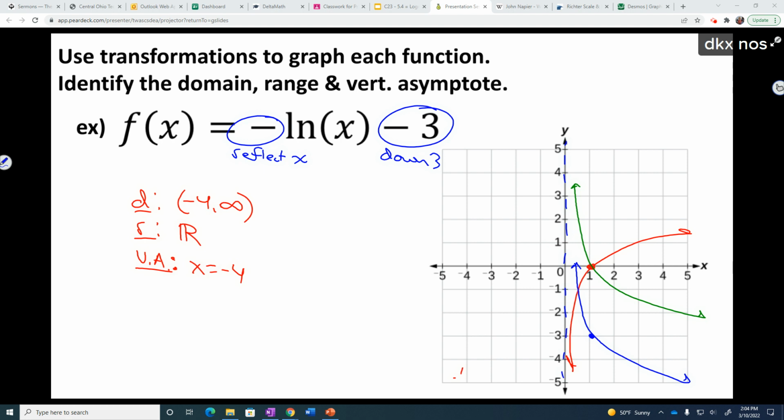Does the domain, range, or asymptote, does any of that change from the parent function? No. None of them will change because for domain, we didn't move it left or right, so the domain's still going to be the same. Range still goes up forever, it still goes down, it just goes down slower. And then we didn't move the asymptote, so it's still good.